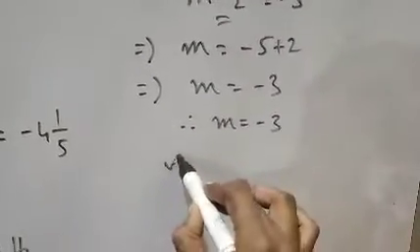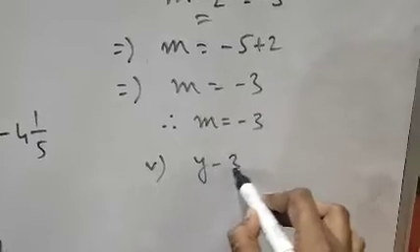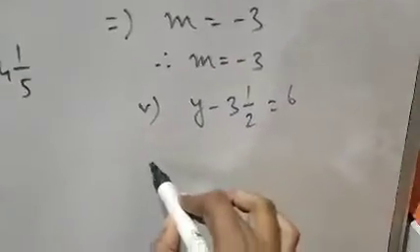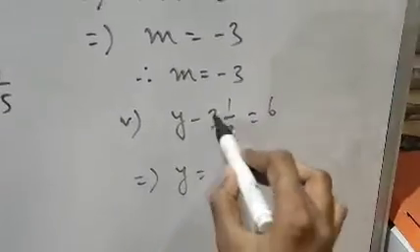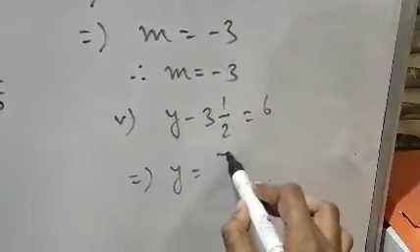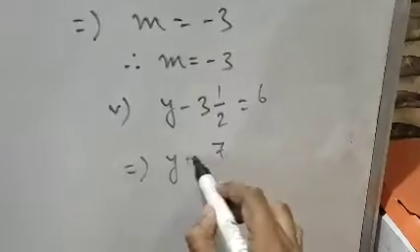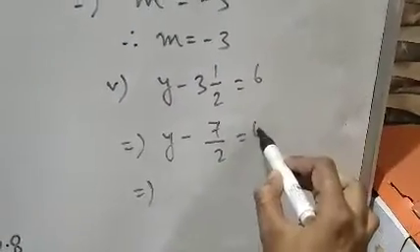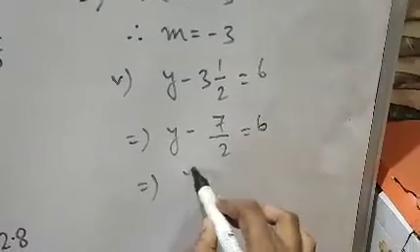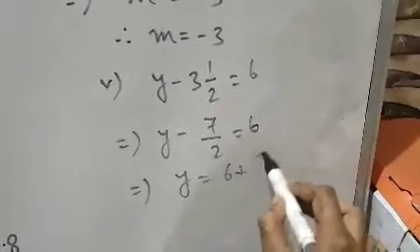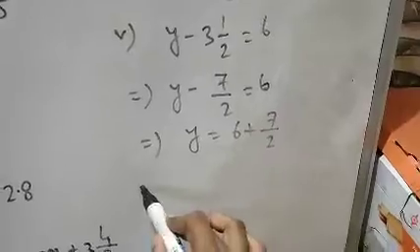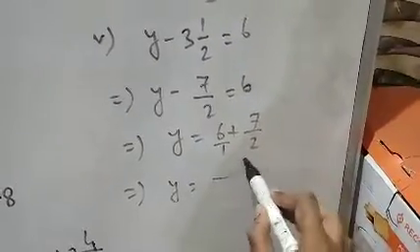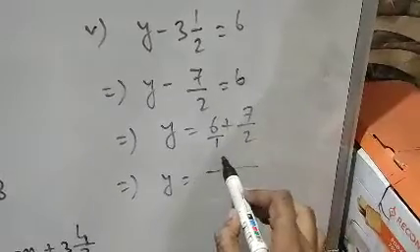Next question number 5. Equation is y minus 3 upon 1 by 2 equal to 6. First convert this mixed fraction into improper fraction. 3 2s are 6, 6 1s are 7. So y minus 7 by 2 equal to 6. Now transfer this minus 7 by 2 to right hand side. Sign will reverse, so 6 plus 7 by 2. Now LCM, consider 6 as 6 by 1. LCM of the denominators is 2.